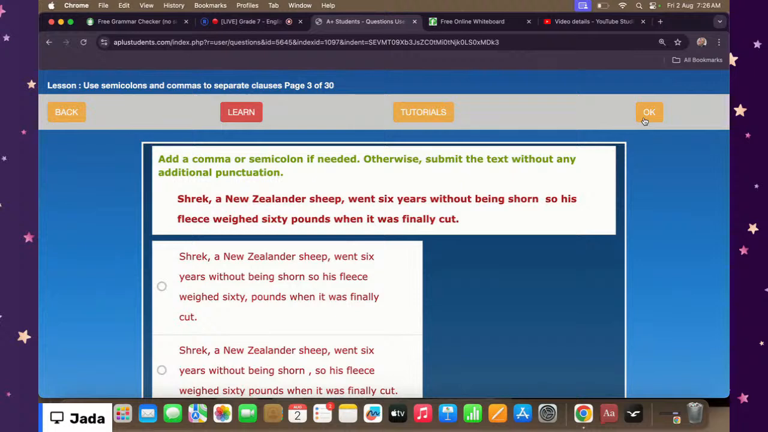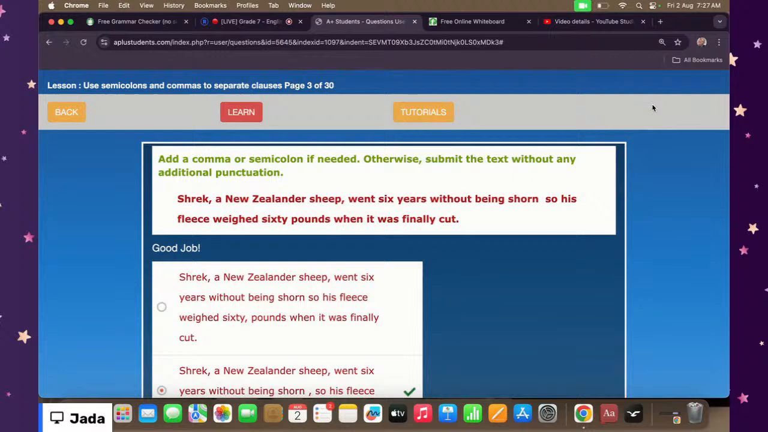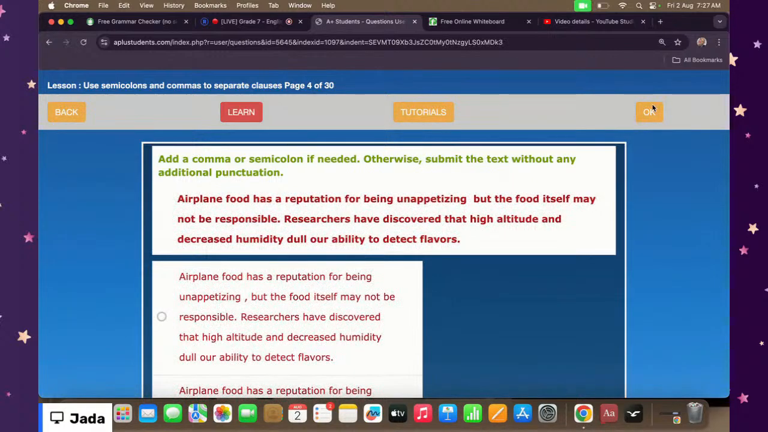Shrek, a New Zealander sheep, went 6 years without being shorn, so his fleece weighed 60 pounds when it was finally caught. Now, we have so here, which is a coordinating conjunction. So we have to put a comma before so. All right, do not just put so, coordinating conjunctions, without the commas. It makes your sentence incomplete. So you need to have the comma.